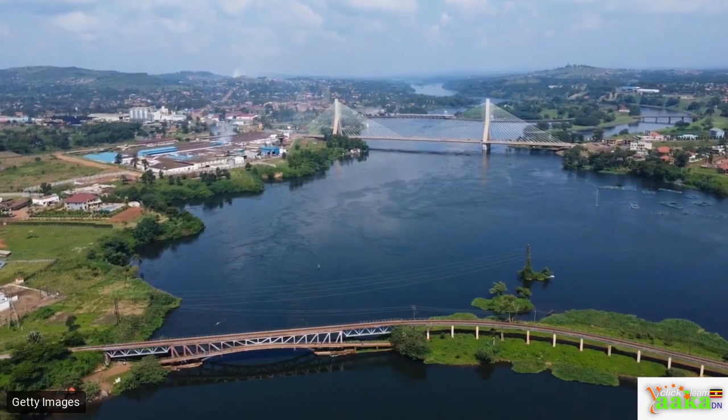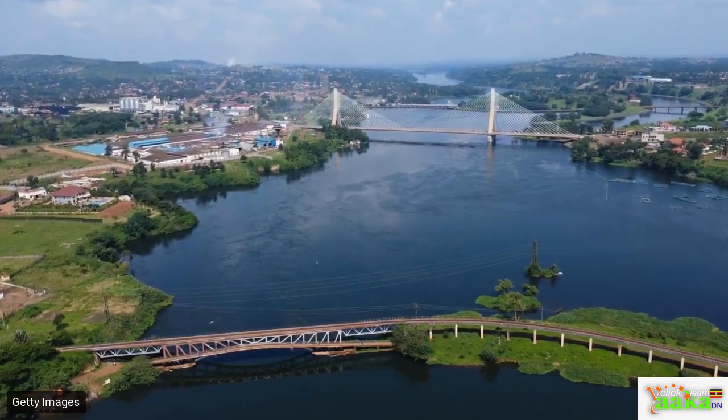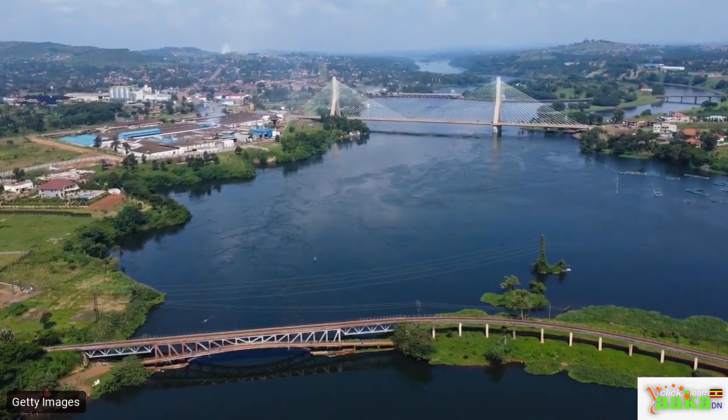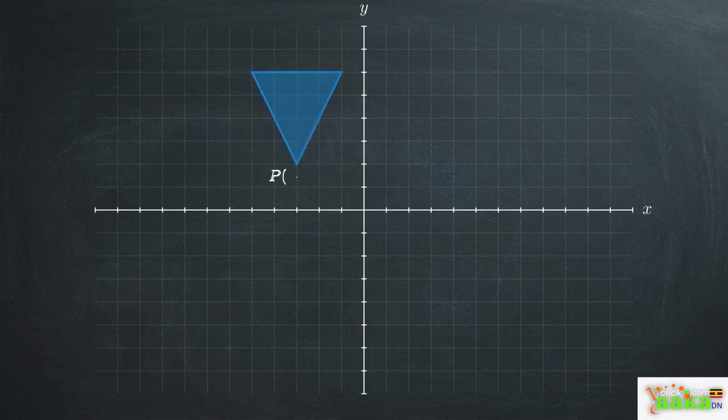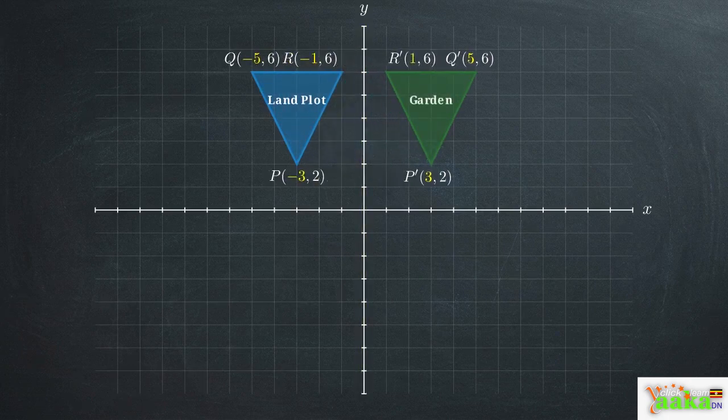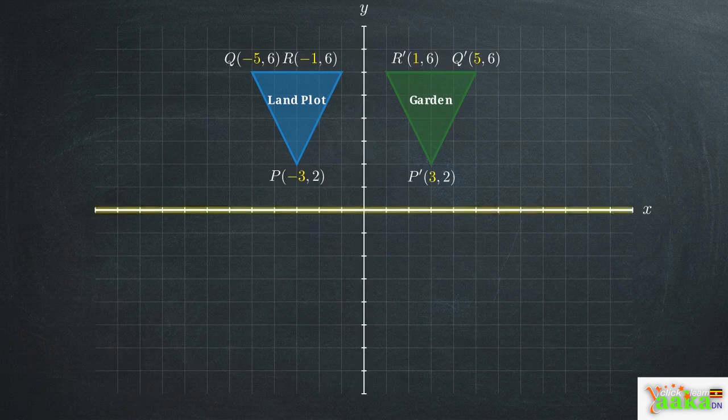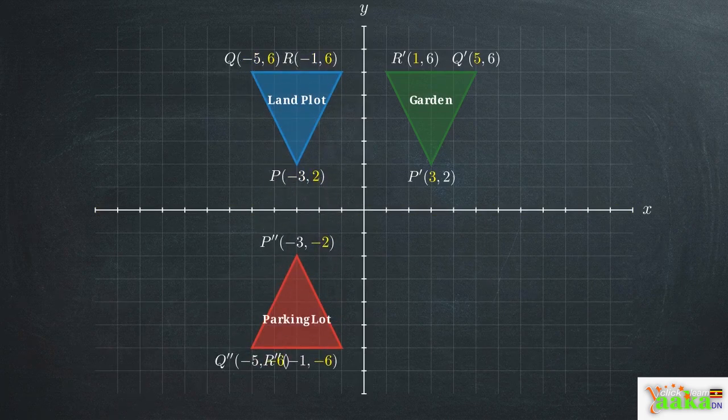Let's apply these rules to a practical scenario. Imagine a surveyor mapping land coordinates in Jinja to plan a symmetrical city development across a roadway. On this grid map, the surveyor plots a triangular plot, PQR. To plan a symmetrical garden, they reflect the land across the y-axis, changing the x signs for new coordinates. To map a parking lot south, we apply the x-axis rule, flipping the y signs.